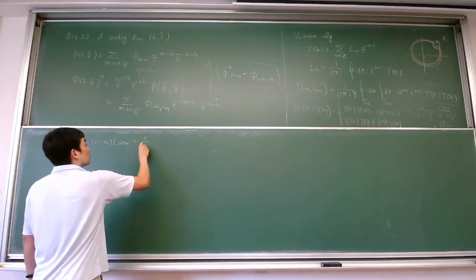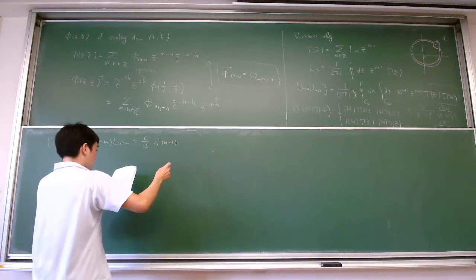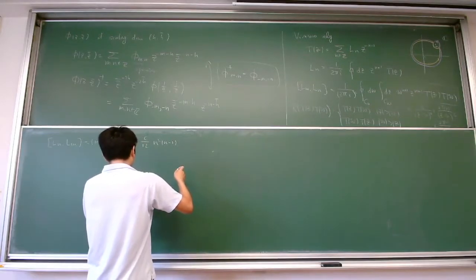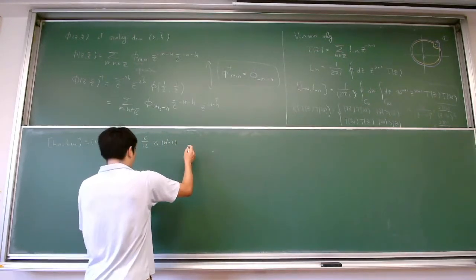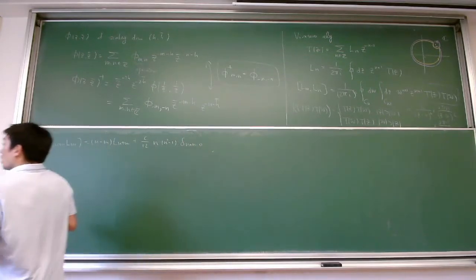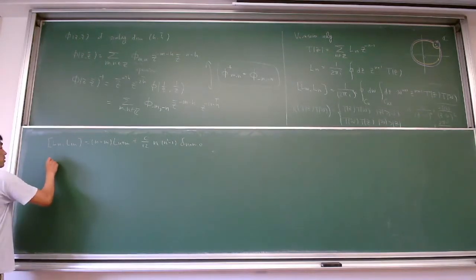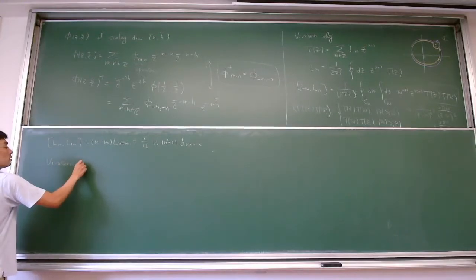Plus c over 12 m cubed minus m, that's what I remember. The other one, sorry. Delta m plus n, 0 times c. So this is the Virasoro algebra that governs the symmetry of 2D conformal field theory. So this is the Virasoro algebra.